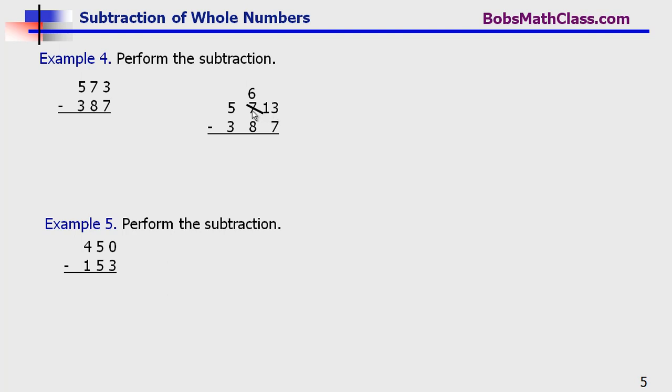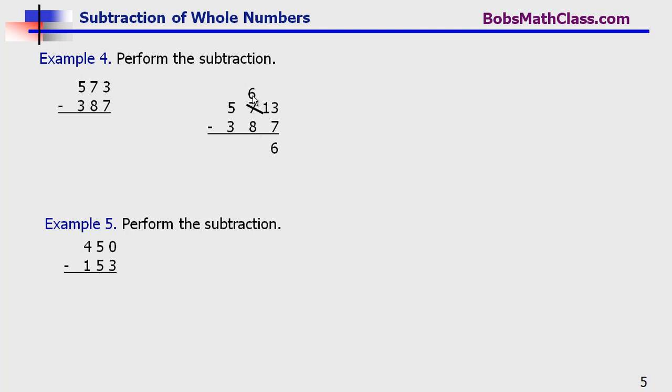So we actually borrowed a 10 from the tens place and added it to the ones place. Now we can perform the subtraction. 13 minus 7 is 6. Now we go on to the next column to the left.